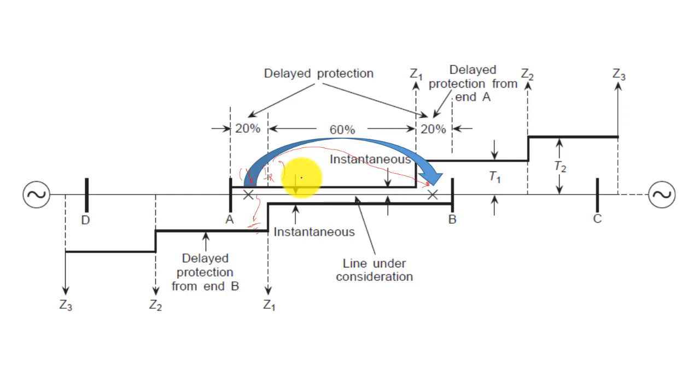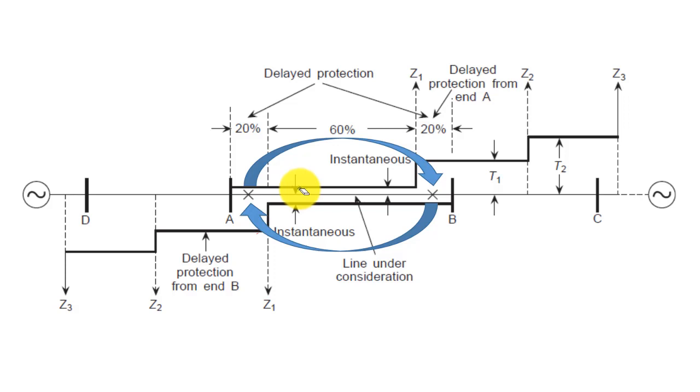Now you can see here, as the arrow indicates, if we can transmit the signal very quickly from the local end relay A to the remote relay B, and similarly from relay B to the remote relay A, then it is possible to synchronize the operation of both the relays and both relays can operate instantaneously, right.